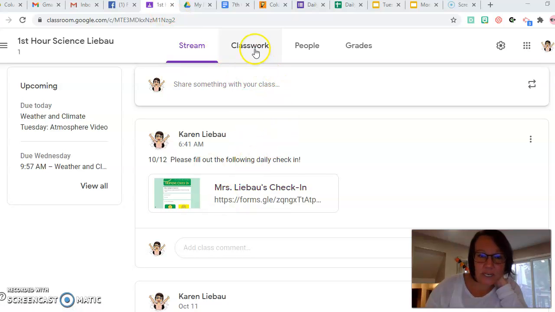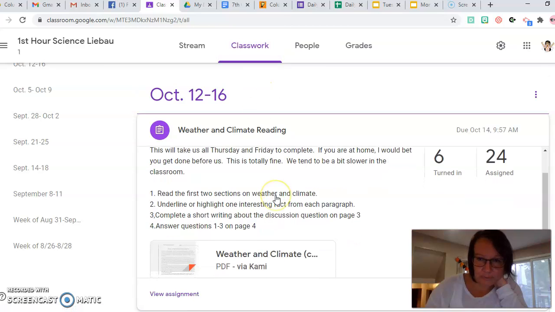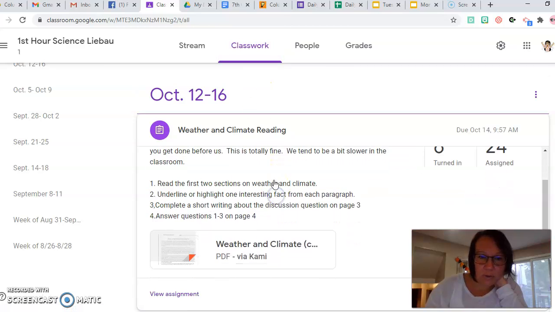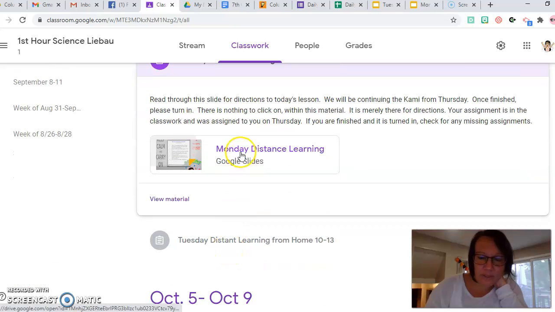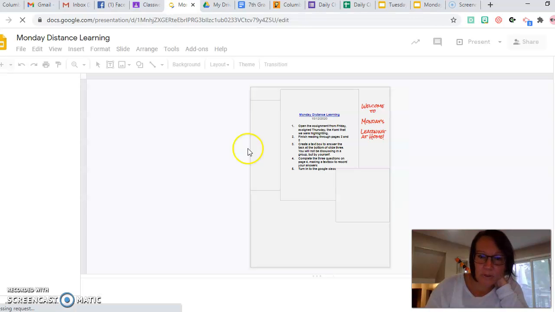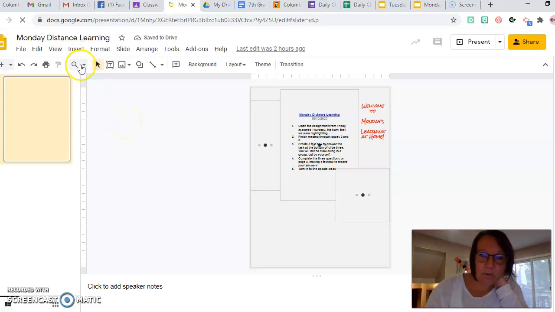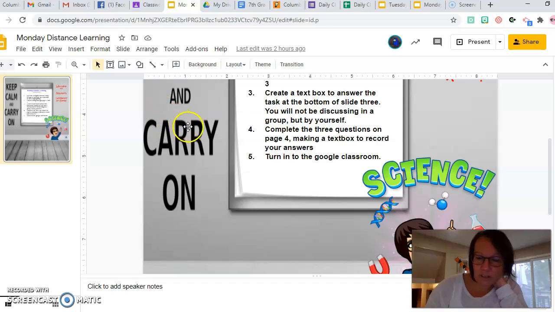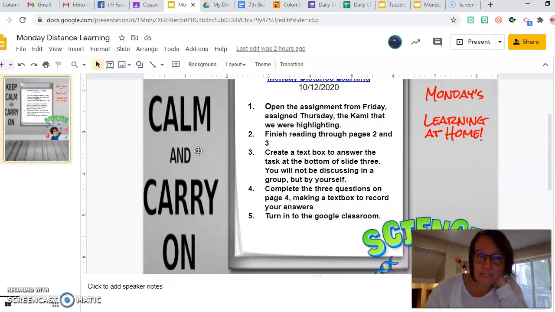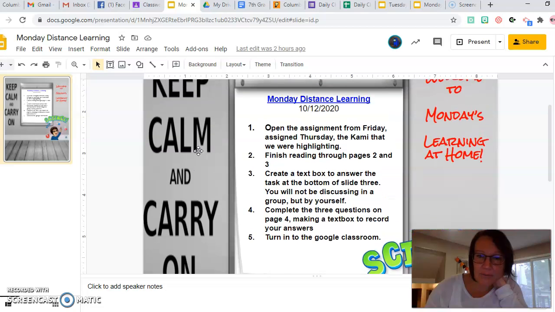When you get into today's lesson, you're going to go to classwork, and you are going to be working on our Cami. This is what we did the other day. I gave you directions, and your directions are right here. It is not something that you need to turn in. It's simply a material. So when you click on it, it will pull up, and I'll make this a little bit bigger so that you can see our Learning at Home. You will get one of these every day, and this will give you directions. At times, like tomorrow, it will actually have its assignment in it. If it's posted as a material, it is not an assignment turn-in feature.